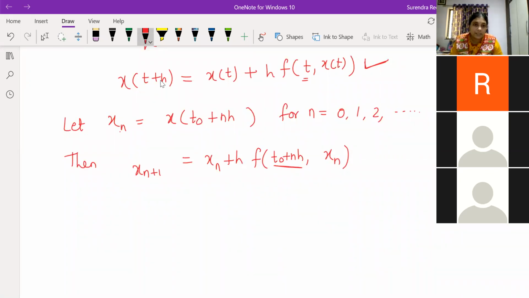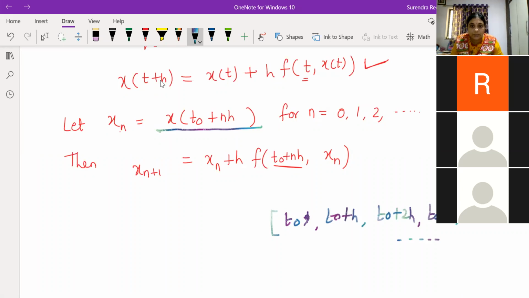Now what we are doing, we are replacing t by t0 plus nh here, and I am denoting this value by xn. So let xn be nothing but my x at t0 plus nh. The nth iteration, or you can say the nth value, will be t0 plus nh. So I am dividing whatever interval into these points: t0, t0 plus h, t0 plus 2h, t0 plus 3h, and so on. So t0 plus nh is my nth point. Okay.